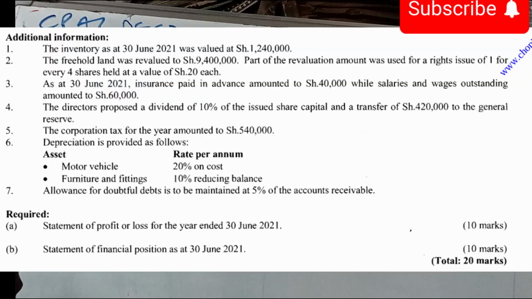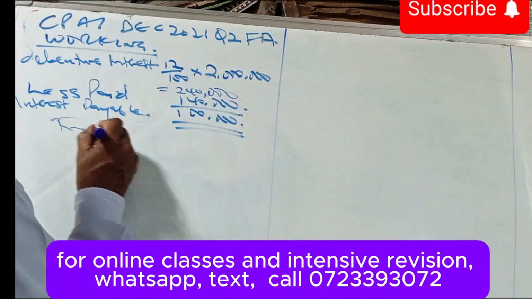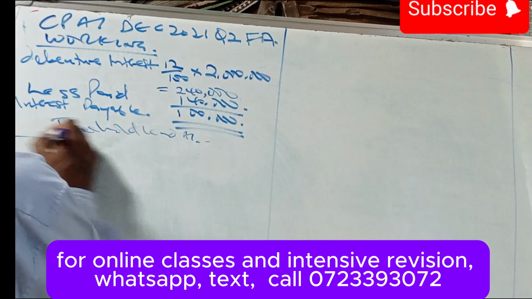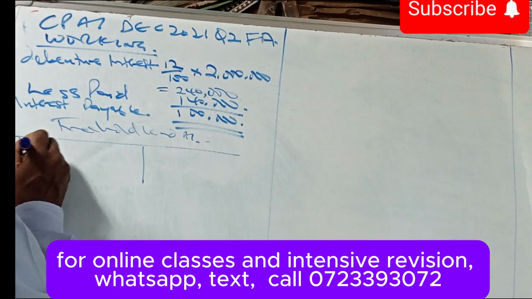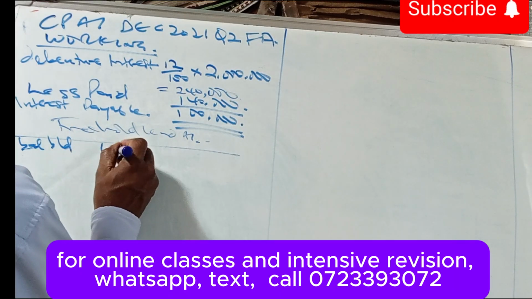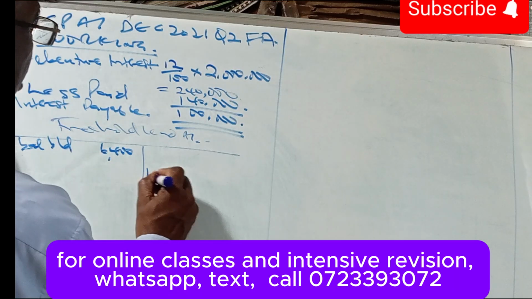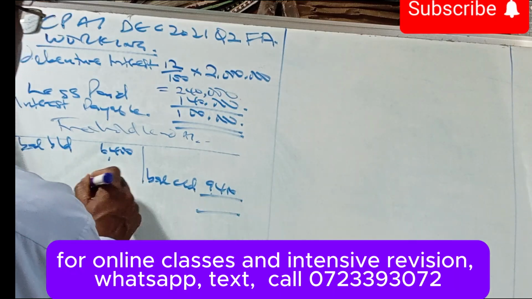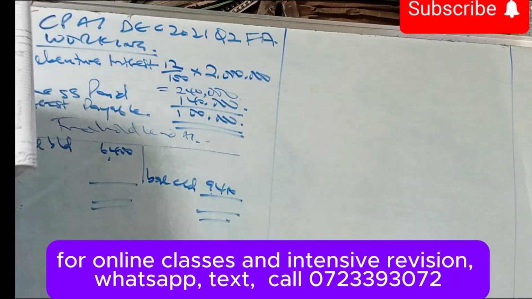Additional information: the inventory as of 30th of June 2021 was valued at 240,000. The freehold land was revalued to 9,400,000. So if we get our freehold land account, the balance brought down per trial balance is 6,400 from the trial balance. But we are told at the end of the period we revalue it up to 9,400.